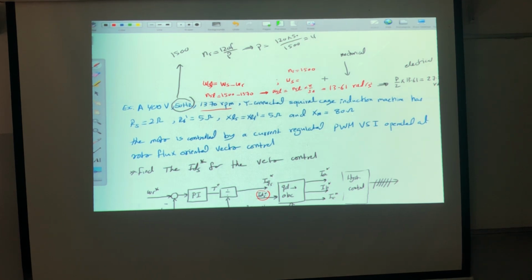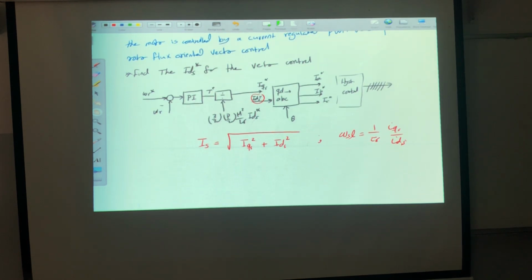If this one were 1754, in this case this would be 60 hertz. So now we have what? The first equation. So the first equation from here.